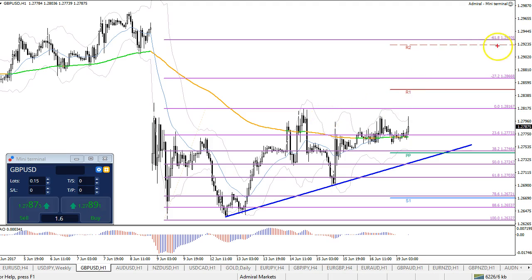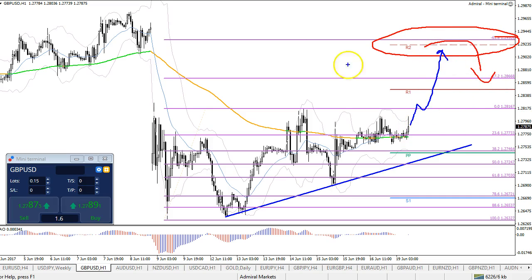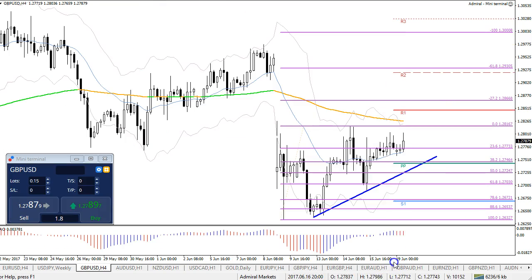The minus 61.8 and the R2 at 129.30, that could be a very sweet bouncing spot. But who knows? Maybe in the meantime, there could be even a breakout trade to that. Once again, if the 4-hour shows a good breakout candle above the Keltner like this, then we might see a bit of a correction, but then a continuation like this.